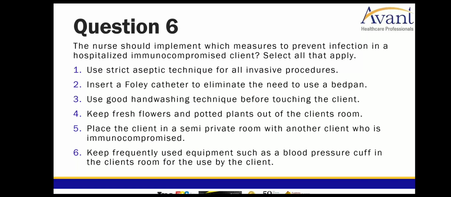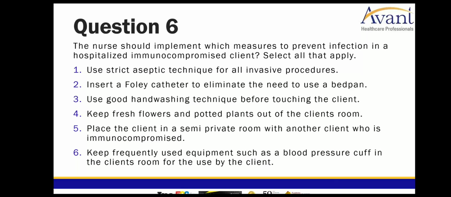All right. Question number 6 says the nurse should implement which measures to prevent infection in a hospitalized immunocompromised client? So the instruction is measures to prevent infection, and the topic is the immunocompromised client. When you think of that, these patients are at high risk for infections. So the goal of this question is to find answers that would prevent or diminish the ability to create infection in this patient.